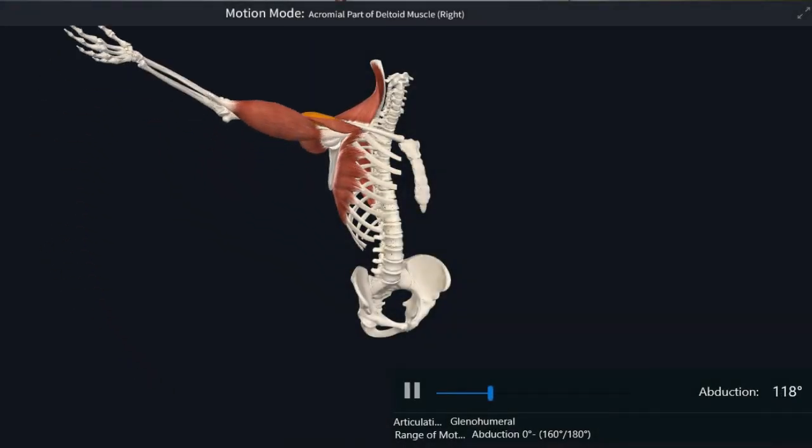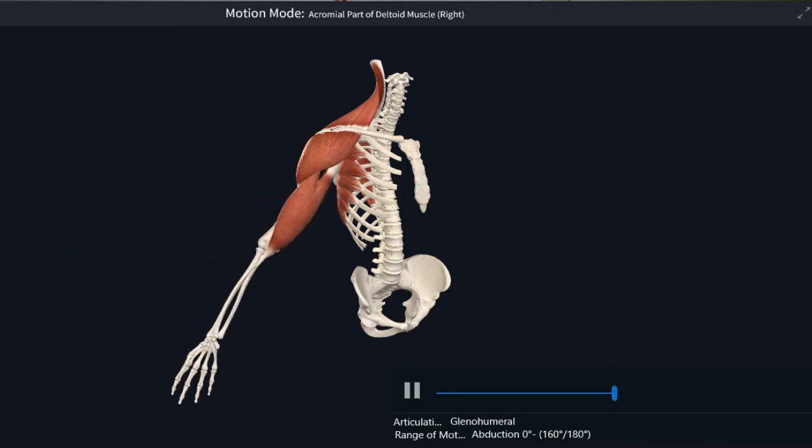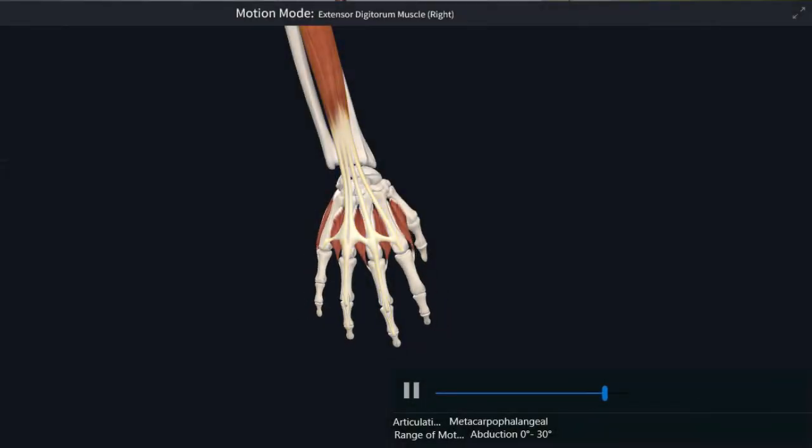So the abduction movement is the opposite movement, one that takes a limb or a part of the body away from the median plane. And take note of the unique features of abduction in certain joints, like we have discussed in the hand.